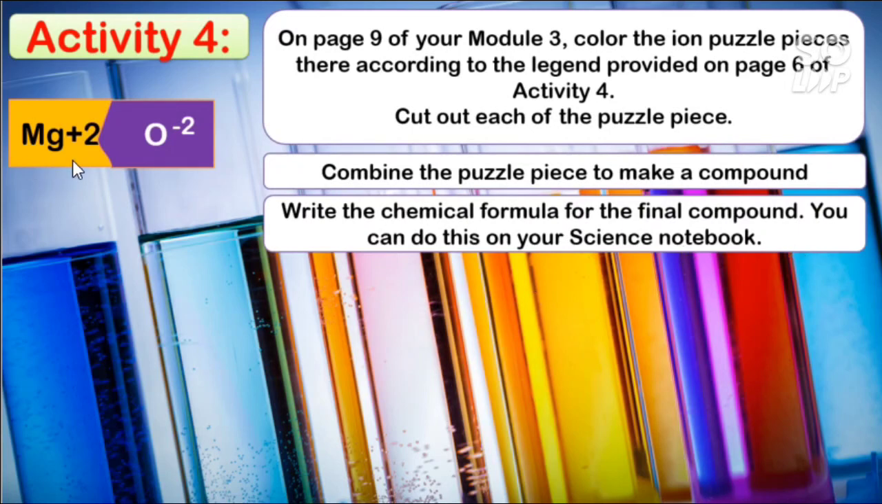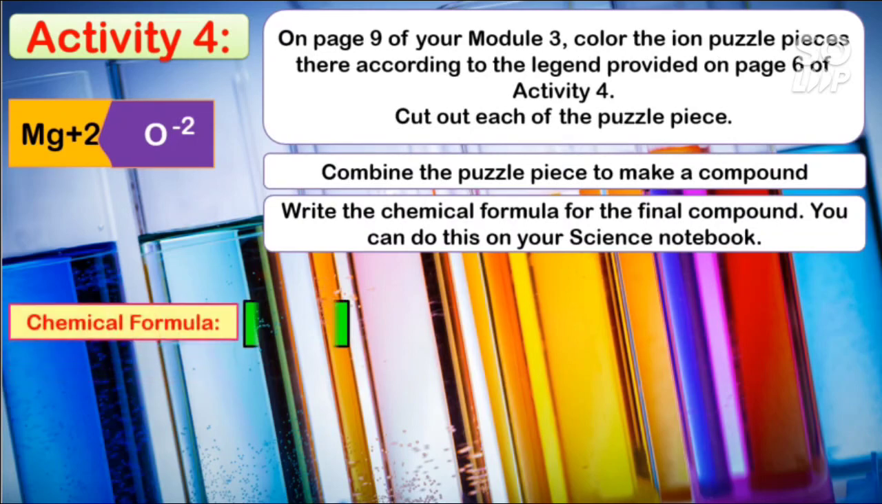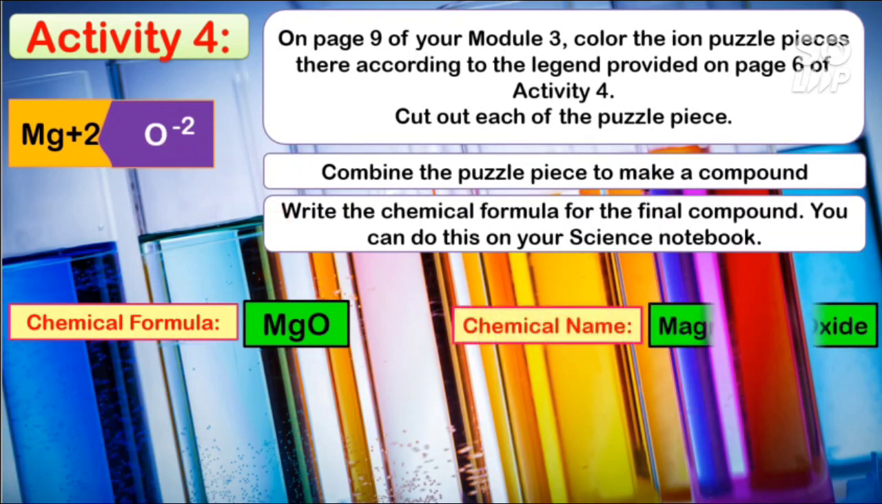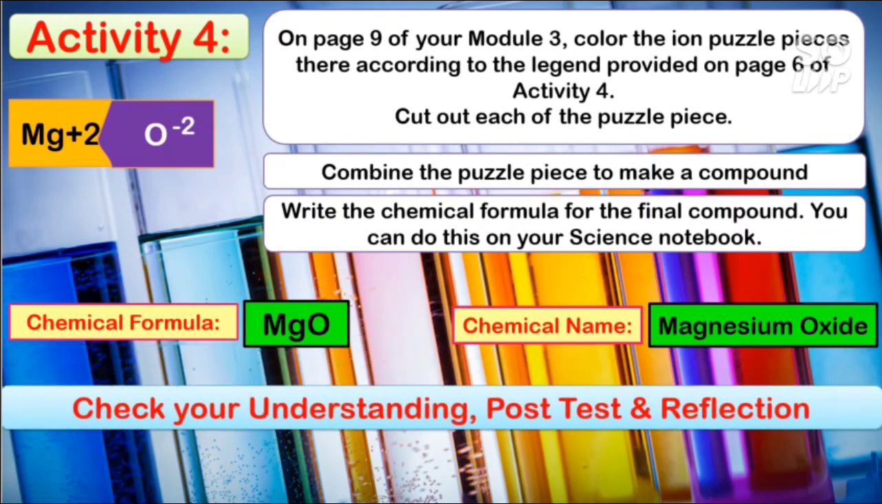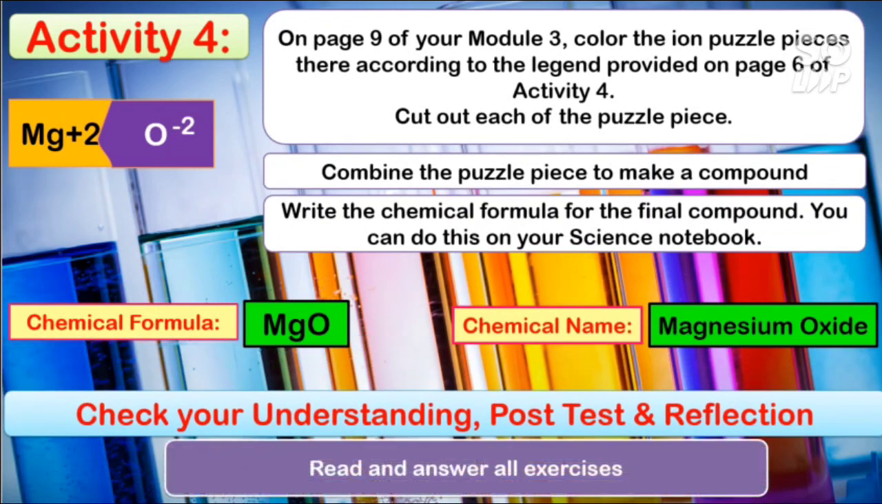So, for magnesium and oxygen, since they both have 2 charges, just copy the symbols. Okay? So the chemical formula will be MgO, Mg for magnesium and O for oxygen. No need to write the charges since they both have 2, and the chemical name will be magnesium oxide. Just change the last syllable to IDE. And then followed by check your understanding, post-test, and reflection. So read and answer all exercises.